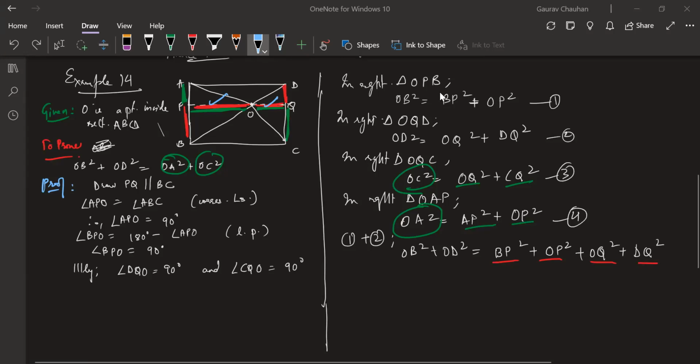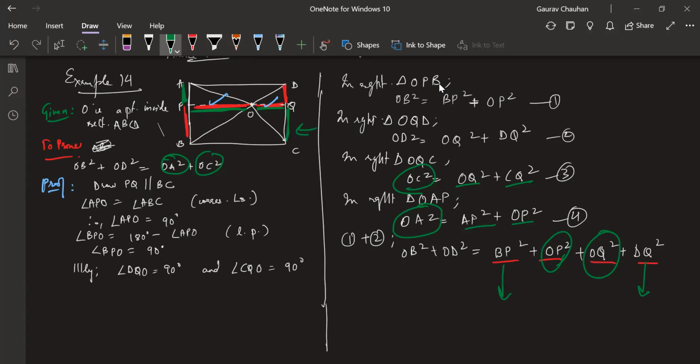So to finally reach a place where I am able to have these green things on the right side, that's my target, because if I have these four green things, I can substitute these two from that. Now if you notice very carefully, this OP is there in the green part also, no need to change this. OQ is there here, no need to change this. So I need to see if something can be done about these two to make them CQ square and AP square.